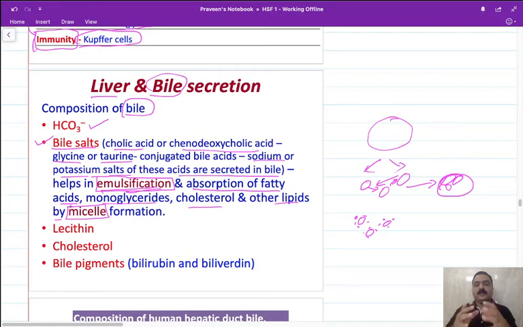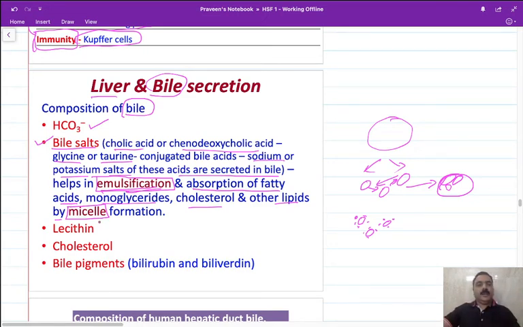So what is the role of these micelles? These micelles carry these digested lipids from the center of the lumen to the brush border. Sometimes we refer to that as the ferrying action. So they ferry the digested lipids from the center of the lumen to the brush border.